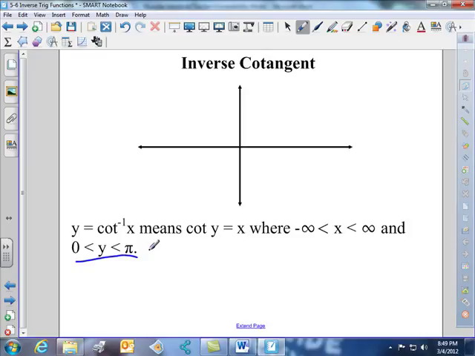I'll get a little bit more specific as far as y, especially why the angles are between 0 and pi. Okay, pause if you need to.